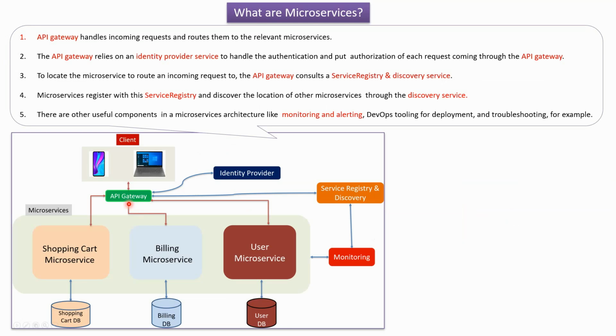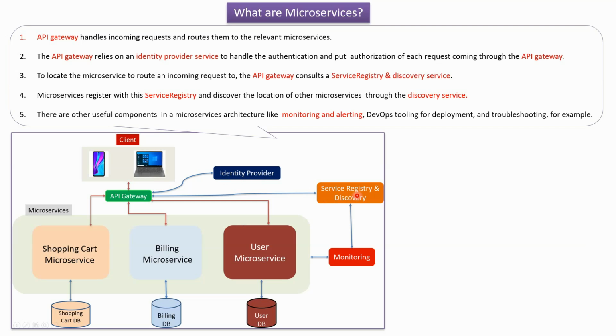Here you can see the API gateway. The client sends a request to the API gateway, and based on the incoming request, the API gateway routes the request to the relevant microservice. Suppose the incoming request is related to shopping cart, then the API gateway routes the request to the shopping cart microservice. If the incoming request is related to billing, then the API gateway routes the request to the billing microservice. And here you can see the identity provider service. The API gateway relies on the identity provider service to handle authentication and authorization of each request coming through the API gateway.